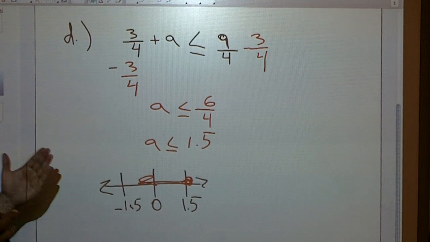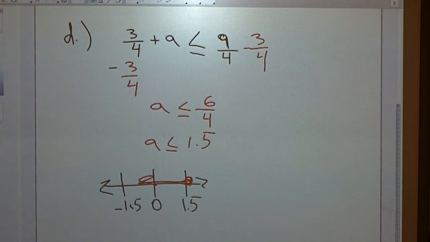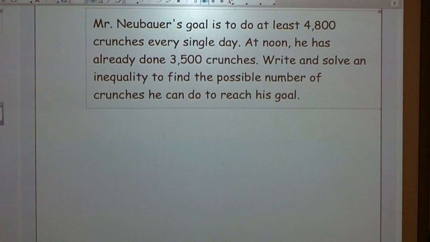So again, treat it like an equation. We get pretty good at solving these equations. The inequality just adds a little bit of a wrinkle. There are multiple solutions to these. All right. Last one, kind of applied to a real life situation.